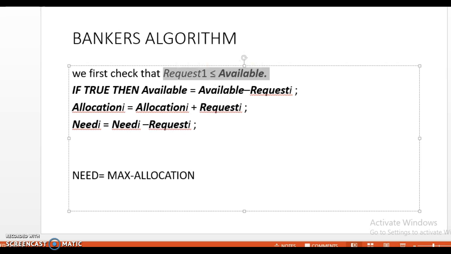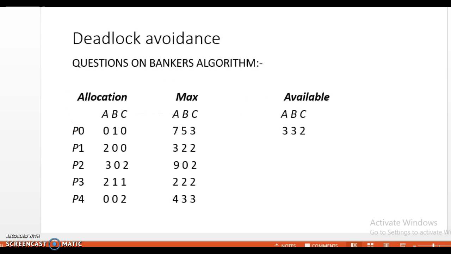I am not going in a complex way. I am just doing this question, and I am trying to find the safe sequence. If the safe sequence exists, there is no deadlock. If not, then the system will be in some unsafe state.